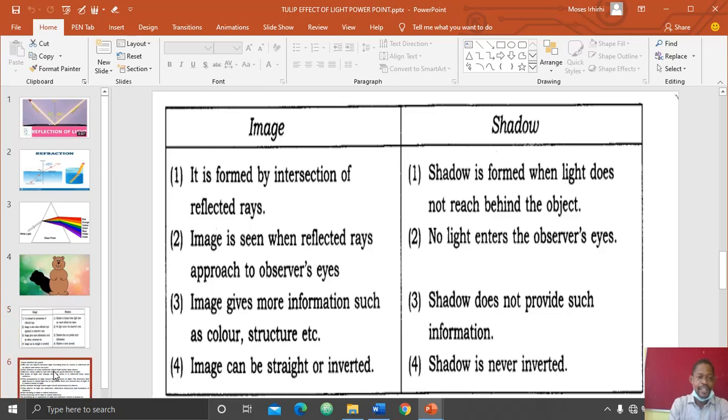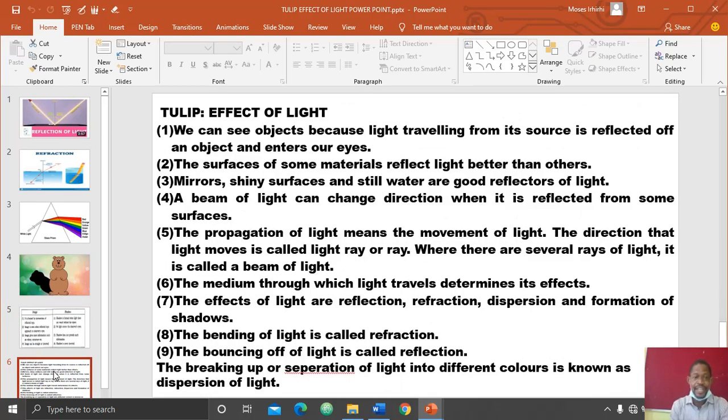And finally, I have the sixth slide. The sixth slide contains the note on effect of light, okay?